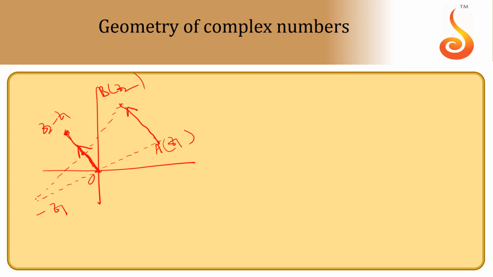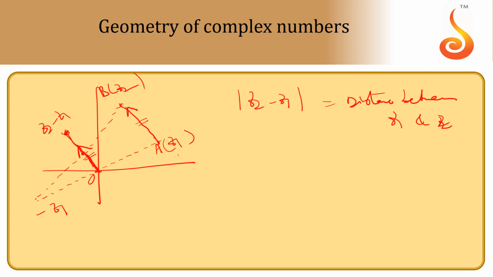Then if you observe carefully, modulus of Z2 minus Z1 represents this vector, which is nothing but the distance from the origin to Z2 minus Z1. Absolutely correct. But it is also equal to the distance between Z1 and Z2, because these two vectors are equal, so their magnitudes will be equal and their directions will be equal. That's why modulus of Z2 minus Z1 can be understood as the distance between the complex numbers Z1 and Z2.